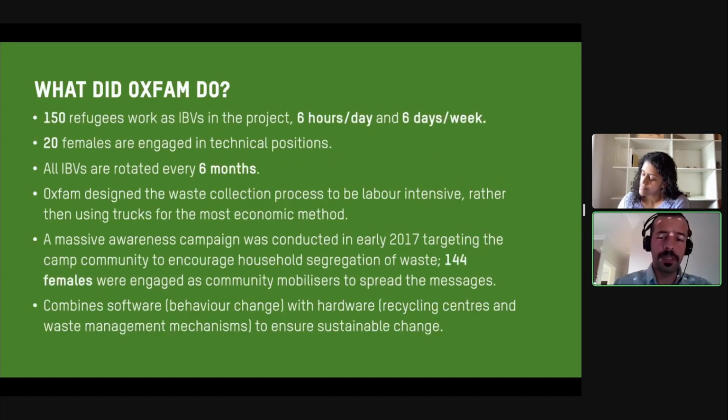So the concept was simple. At their household, the people will segregate their waste into only two types, and we can get all the recyclables directly from them, going to a recycling center where we can process all these recyclables. And we measured the impact of this project on the solid waste collection service and how it became more efficient because we reduced this volume from the waste stream. We engaged around 150 refugees to work as IBVs, incentive-based volunteers, and they are working 36 hours per week.